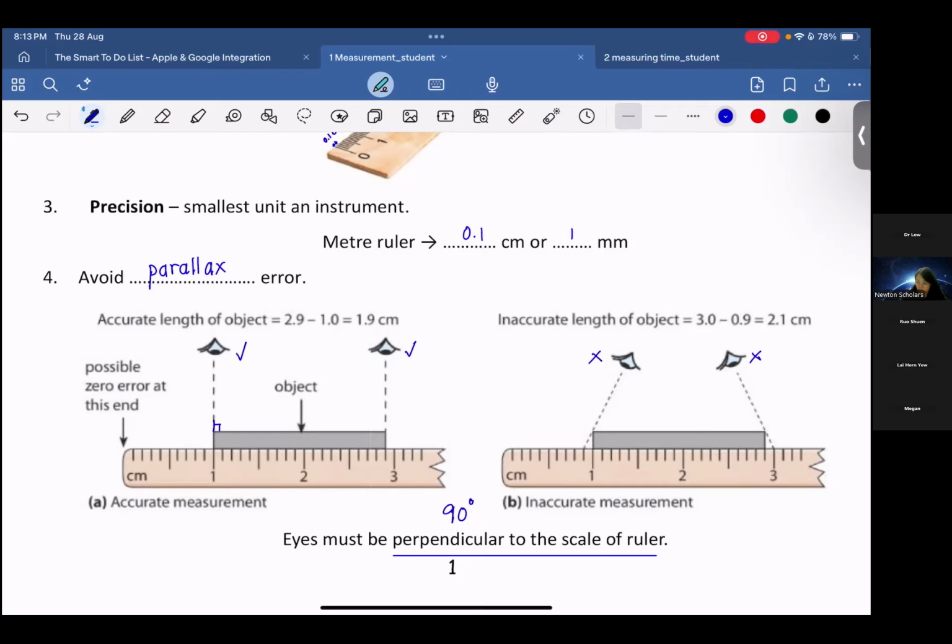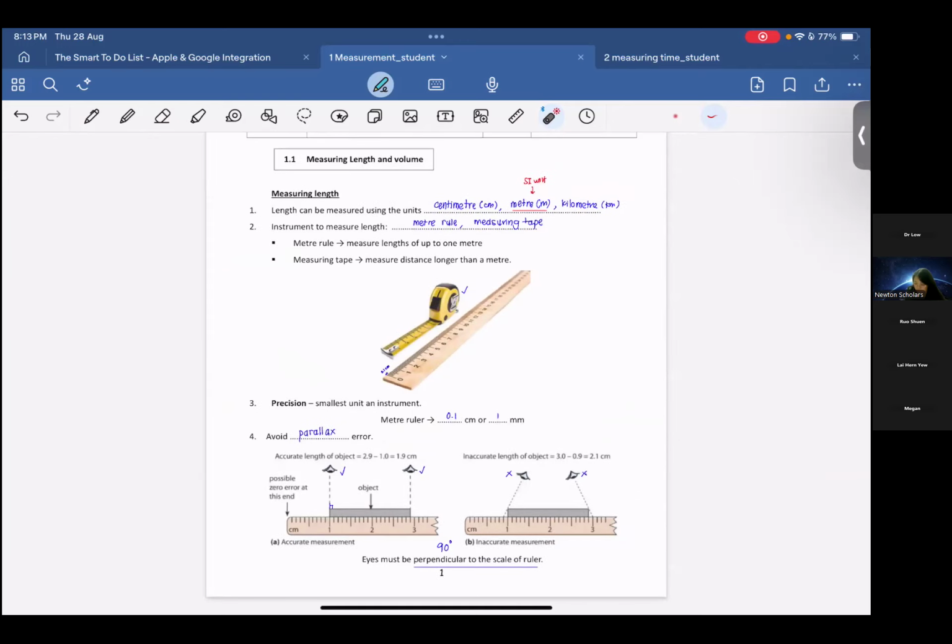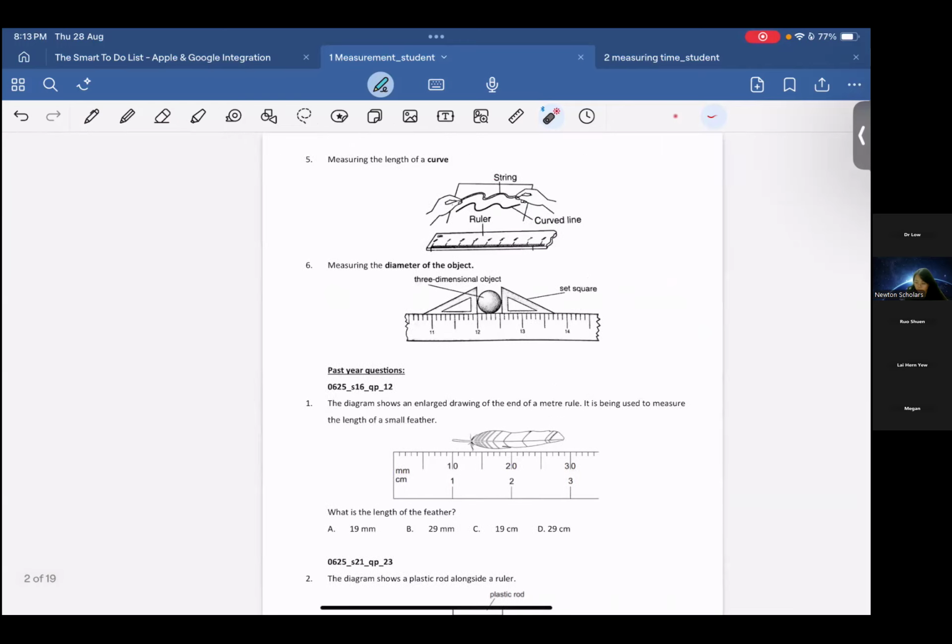Okay, so you see, in a different position, the reading that you get will be different. Maybe I measure and say, hey teacher, the length of this object is 1.9 cm. But your best friend, just sitting beside you, says no, I saw it is 2.1 cm. So the two of you are giving different answers. At the end, who is the correct one? The person who is taking the reading perpendicular to the scale is the correct one. Okay, so next, go to the next page.